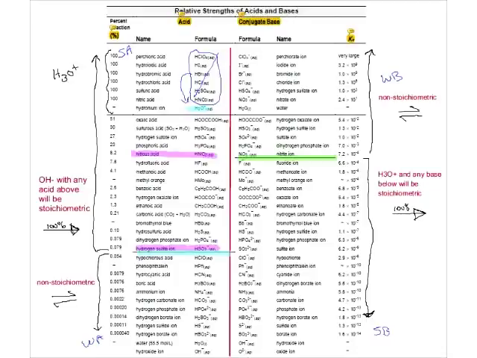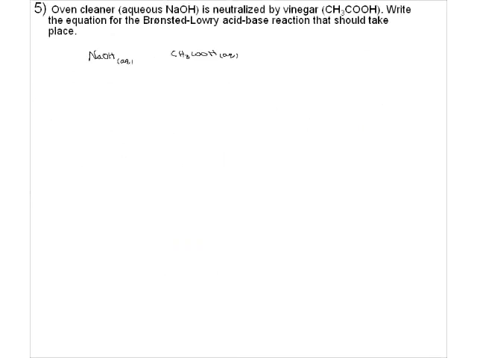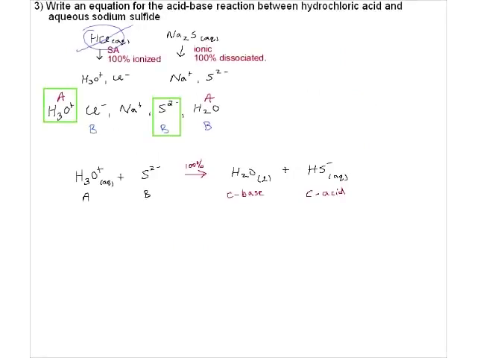So H3O+ with any base below this line. So where does the sulfide ion sit? Oh, there's sulfide right there, look. So sulfide is sufficiently strong enough to cause a 100% reaction with H3O+. So because of that, we know that this is a stoichiometric reaction. As soon as the sulfide hits that solution, it's going to instantly accept the hydrogen. It's strong enough to accept them. And there we go.